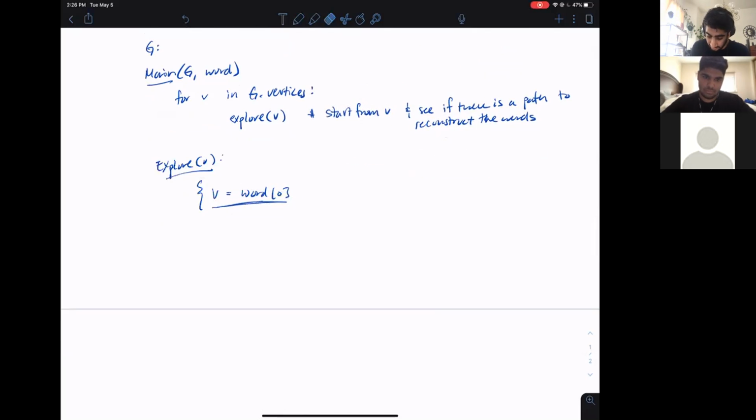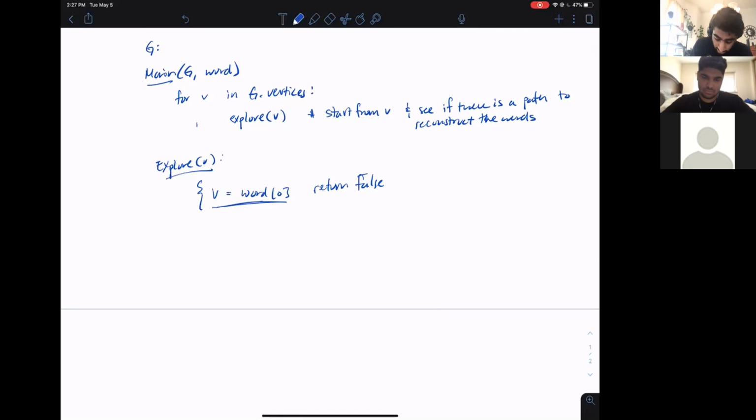Because if, where did I spell it? Okay, yeah, if this is not true, if V is not the first character in my word, then I know instantly that there's no point in continuing to traverse through this vertex because it doesn't even match the first letter. And so because of that, we can just return false immediately.